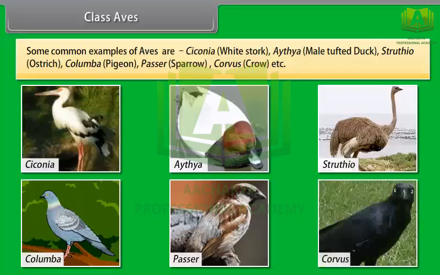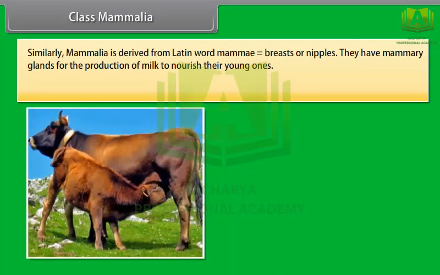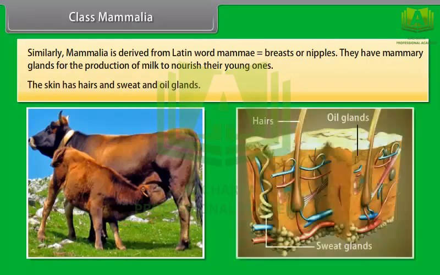crow, etc. Class Mammalia. Similarly, Mammalia is derived from the Latin word mamme, which means breasts or nipples. They have mammary glands for the production of milk to nourish their young ones. Their skin has hairs and sweat and oil glands.